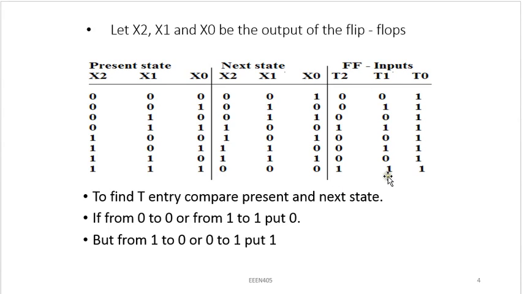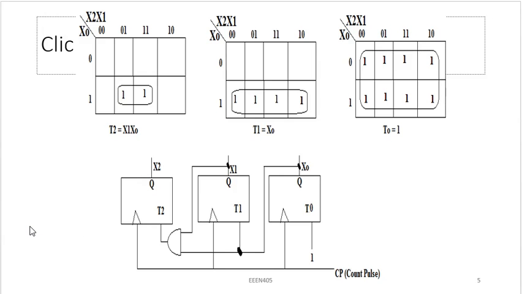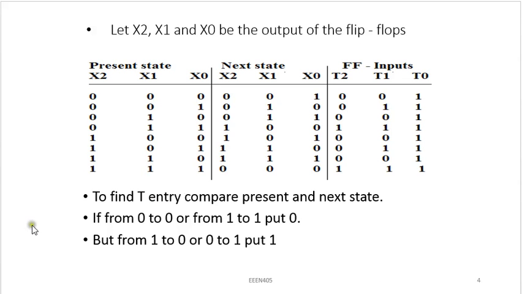So to find t1, I will compare x1 in the present state and x1 in the next state. To find t0, I compare x0 in the present state and x0 in the next state, and whenever they are the same, 0. If they are different, 1. So after understanding this, the next thing we do is to derive the expressions for this t2, t1, and t0 to the Boolean function. And how do we do it?